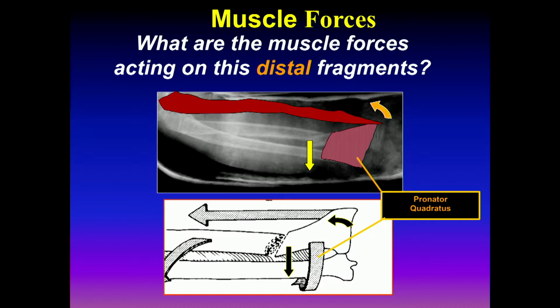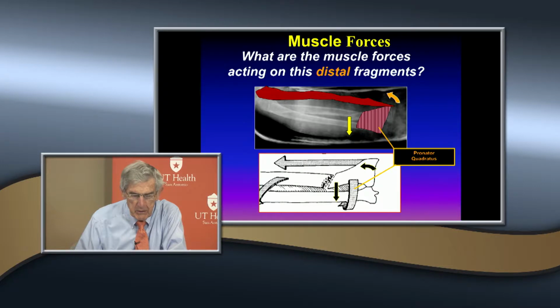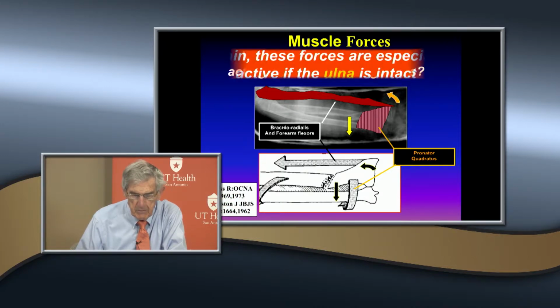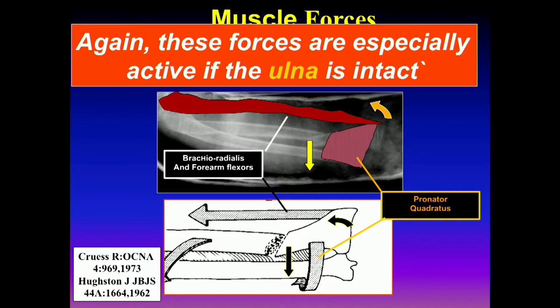And again, it's really a problem if the ulna is intact and you can't control it. So brachioradialis and the pronator quadratus. So again, if the ulna is intact, that makes it difficult to manipulate, and it makes the muscle forces more accentuated.